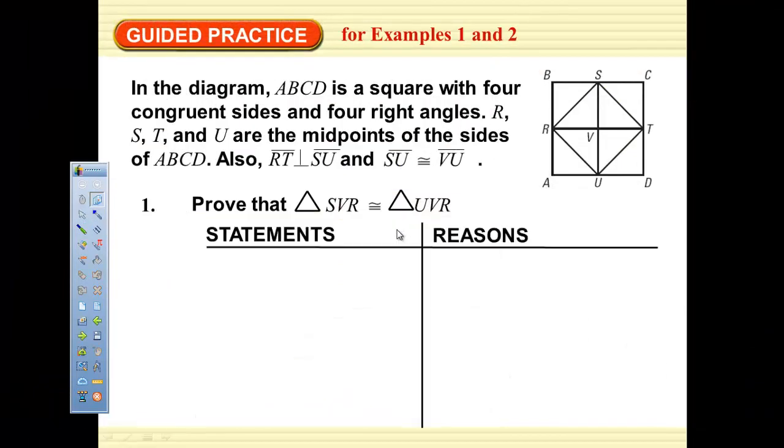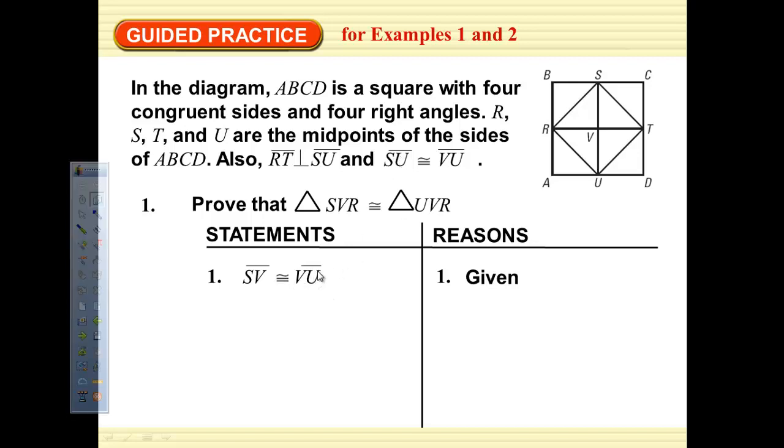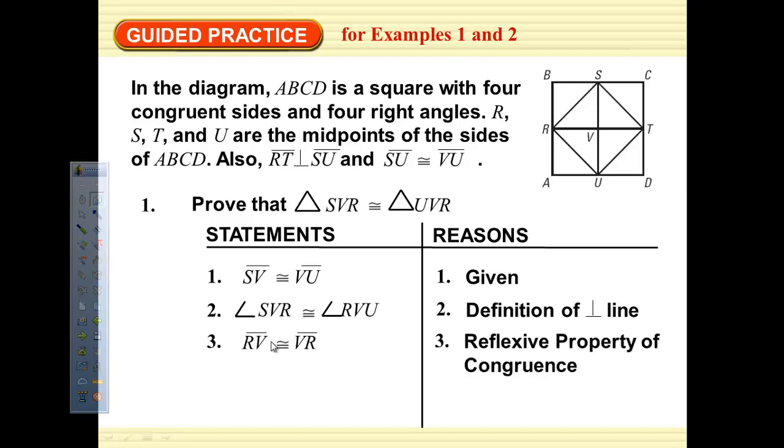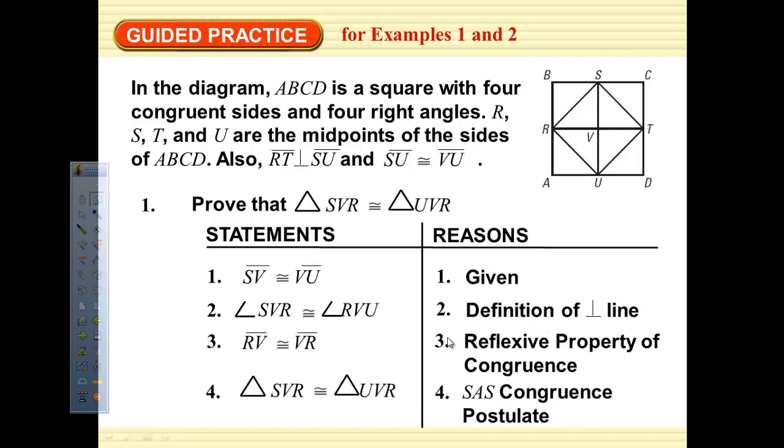So we do our proof. We start with SV and VU, which is what it should state up there. SV and VU are congruent, and that's because that's given to us. SVR and RVU, you could either say definition of perpendicular lines or perpendicular lines form right angles. And so we've got our side, we've got our angle, then we've got RV and VR gives us the reflexive property of congruence, and finally triangle SVR is congruent to triangle UVR by the side angle side congruence postulate. And we're done with this one.